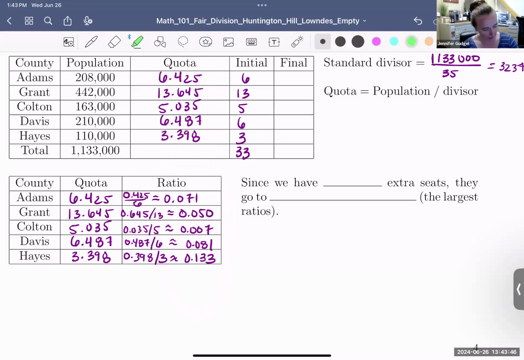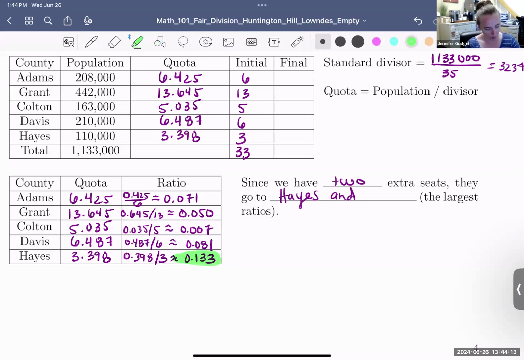So first place is actually Hayes. I went decimal by decimal, and they have the highest value. So Hayes is definitely getting one. We have 2 extra seats that need to be awarded. Hayes gets one, and who gets the second?